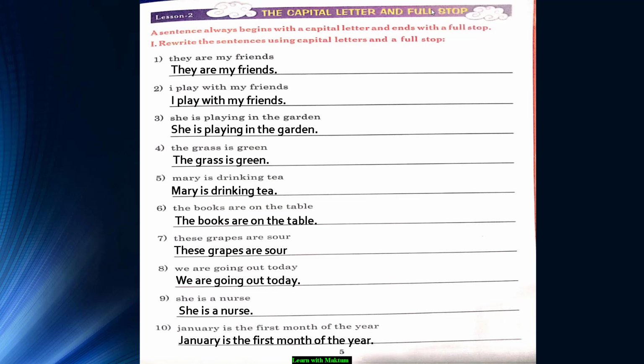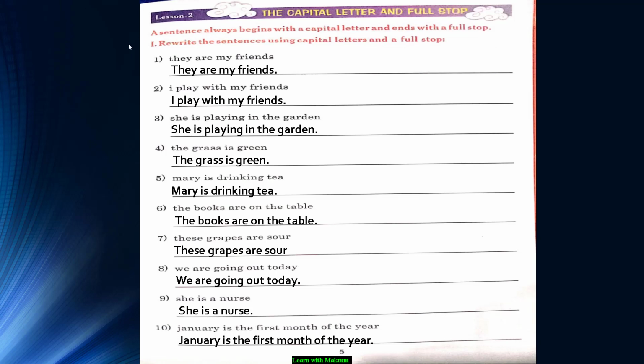Kids, whenever you are writing a statement or a sentence, the first letter should be capital and the sentence should end with a full stop. This is called a full stop. So what is the question? Rewrite the sentences using capital letters and full stop. Whatever sentences they have given, you have to write them again, but using a capital letter and a dot, that is a full stop.